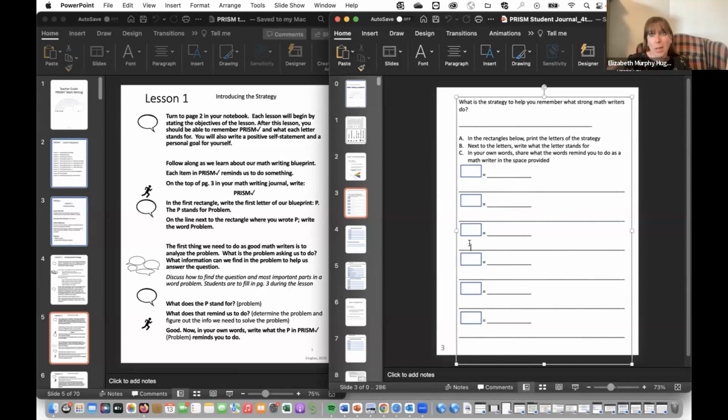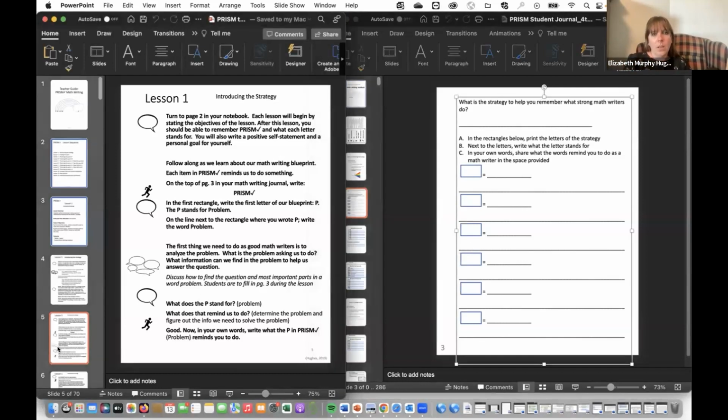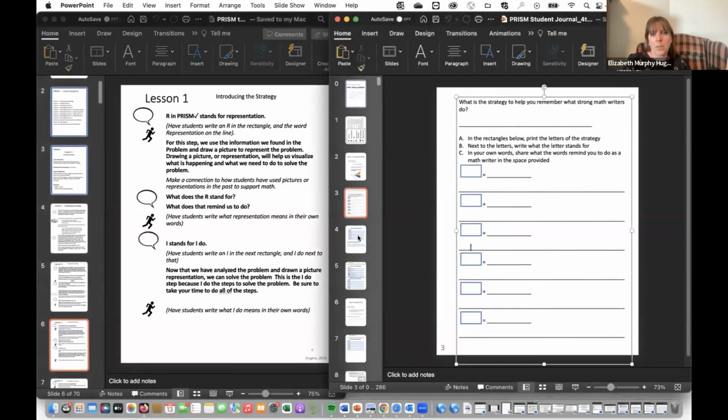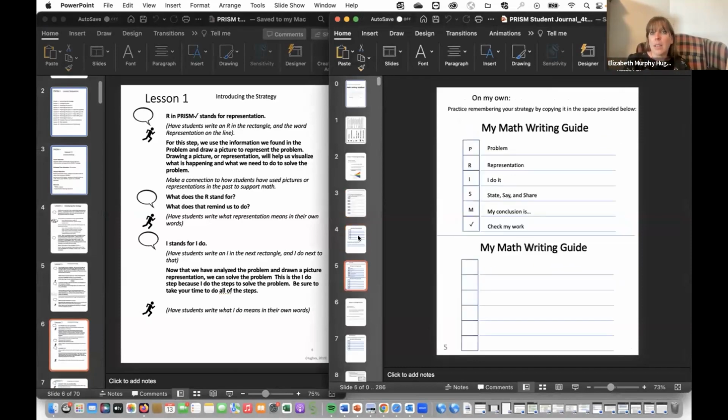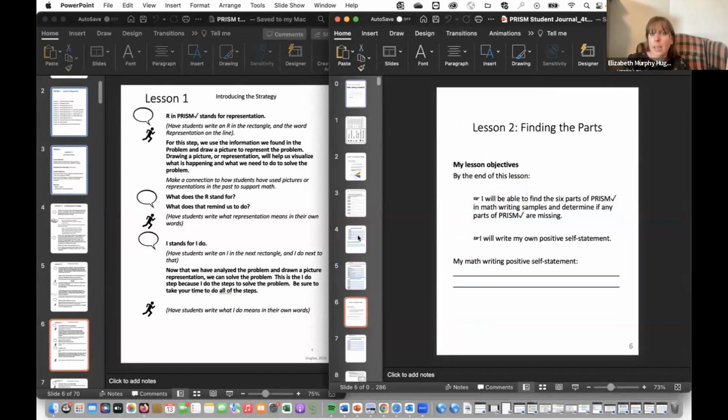Like, why do we want to do problem? Well, that reminds me, I really need to pay attention and be clear about what's in the problem. Representation, it reminds me that I need to draw a picture that makes sense with the problem. I think the student book is more interesting. And then we kind of scaffold it back. The next day, students write it again.